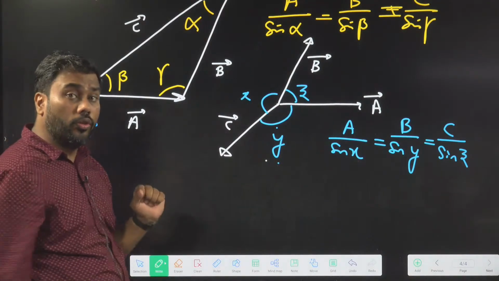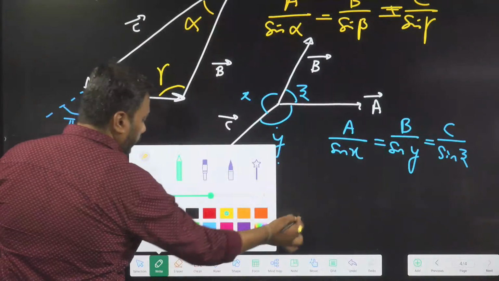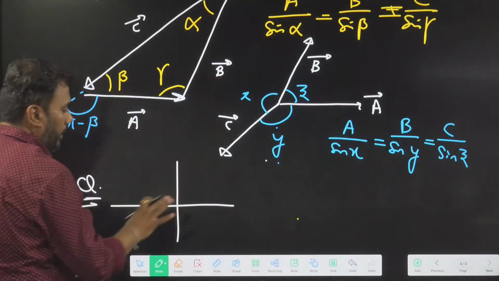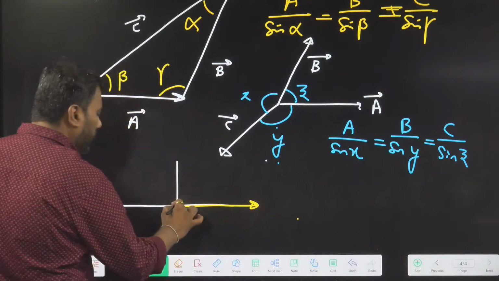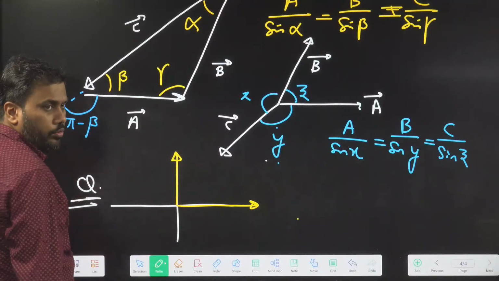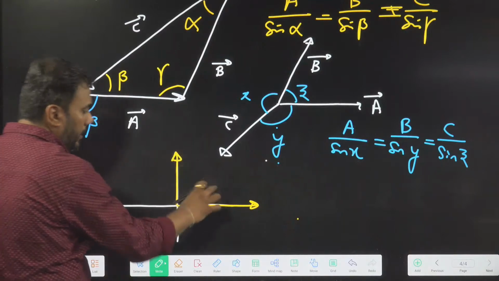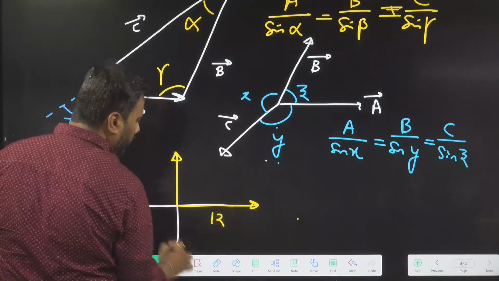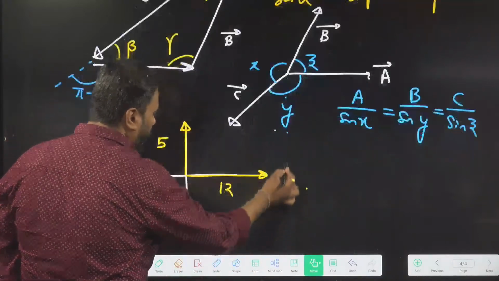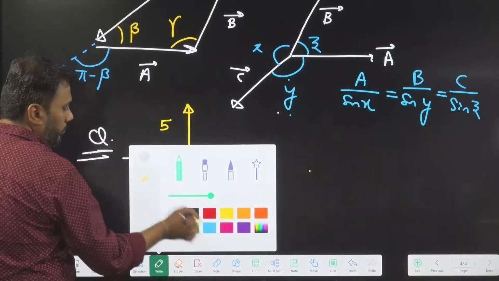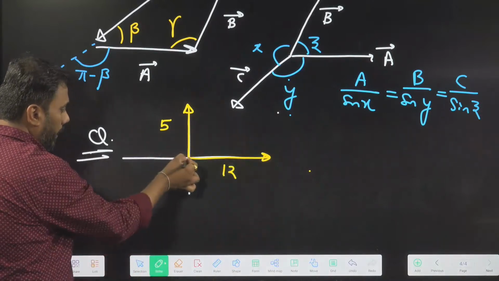This is in your JEE book. In the book, you will find this kind of question. I am not giving the exact question from the book, but I am taking a question which is very similar to it. Two vectors are arranged like this. This vector has length 12. This vector has length 5. There is another vector here whose magnitude we do not know.